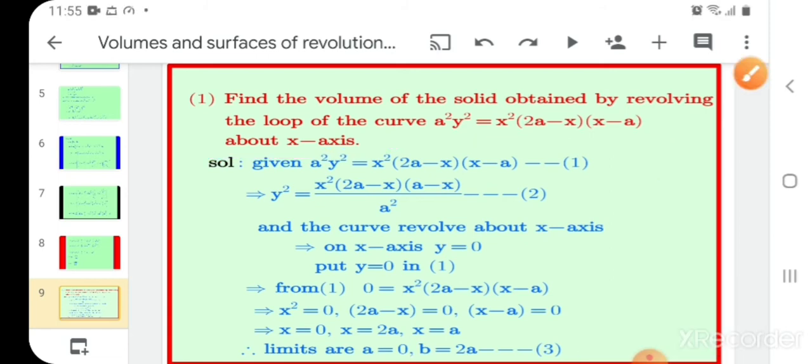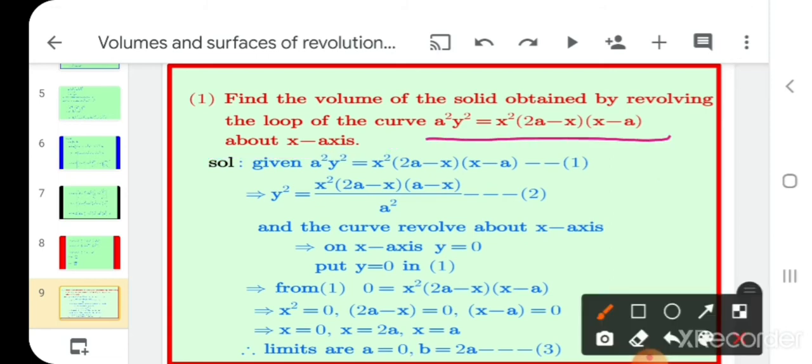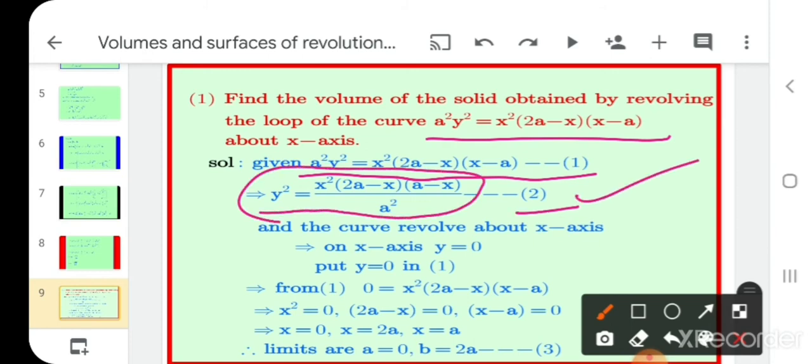First I write the given equation. What is the given equation? a square y square equals x square into 2a minus x into x minus a. Let this be equation number 1. Then what values do we have to find? a comma b, the limit values, and the y square value. From 1 I write the value of y square only. So I let this be equation number 2. What is y square?